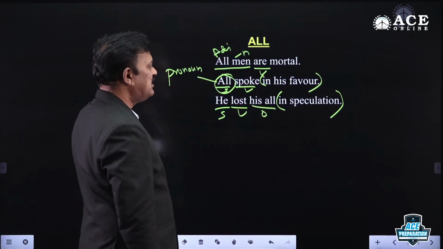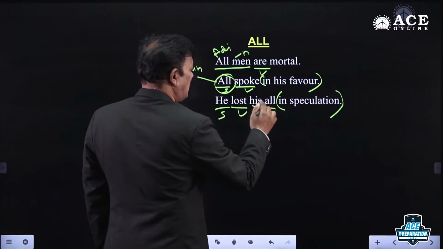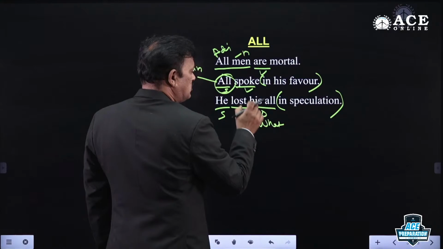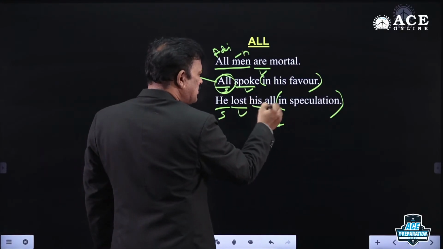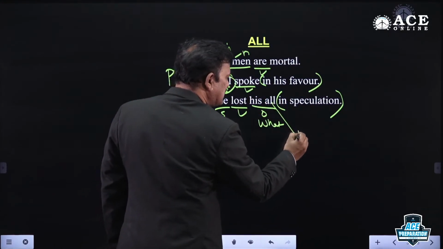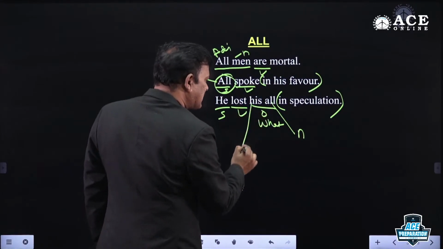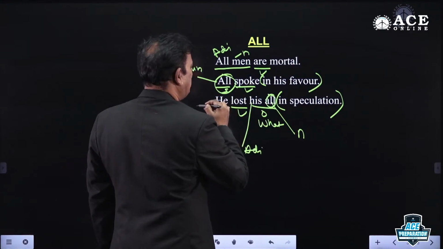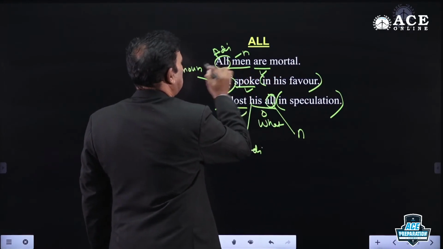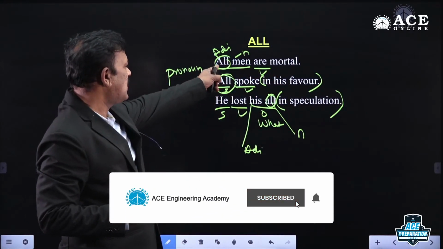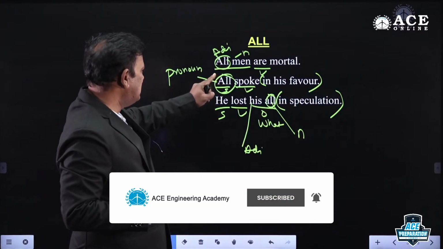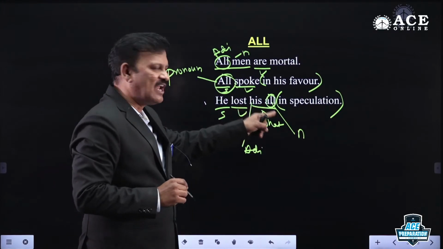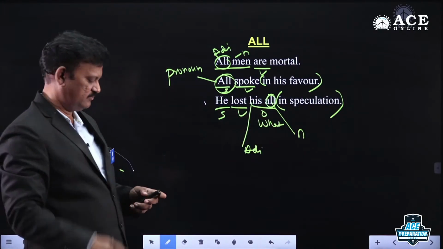It's a pronoun, no problem. He lost his all in speculation. He lost what? So noun phrase again. Last word of that noun phrase is noun. Left side adjective. Okay. So this all, that's what we want. Sir, in the first sentence, all is an adjective. In the second one, it's a pronoun. In the third one, it is a noun. If you got this, you're great.